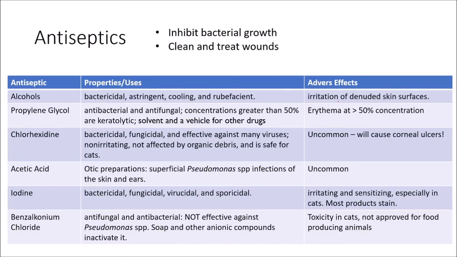I'm sure you figured that out. Propylene glycol is antibacterial and antifungal. Concentrations greater than 50% are keratolytic, and it's also a solvent and vehicle for other drugs. We might see erythema, a reddening of the skin, if it's at greater than 50%. Chlorhexidine is a common cleaning solution that we use as a bactericidal, fungicidal. It's effective against a lot of viruses. It's non-irritating if you're using the solution, not the scrub. When you use the scrub, you're adding some basic components to it, and that can be irritating.